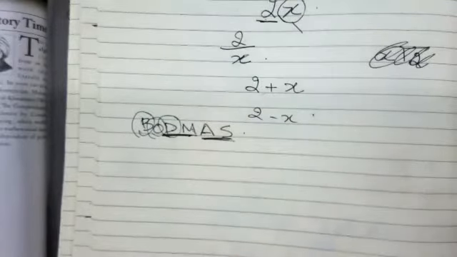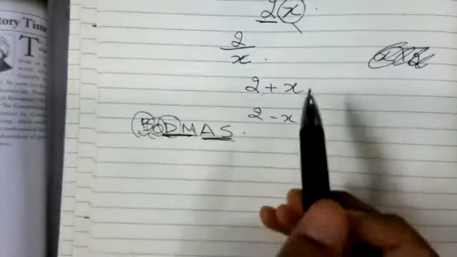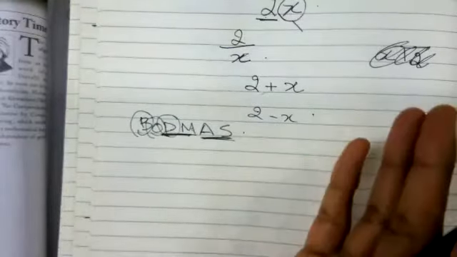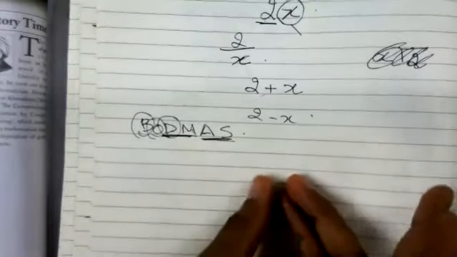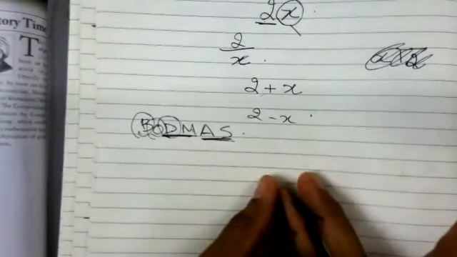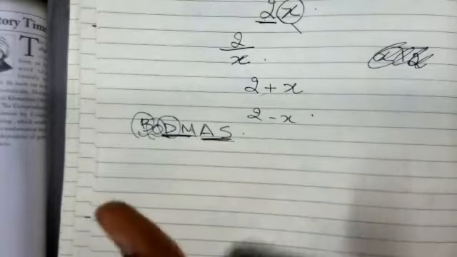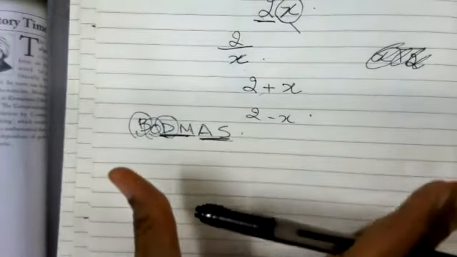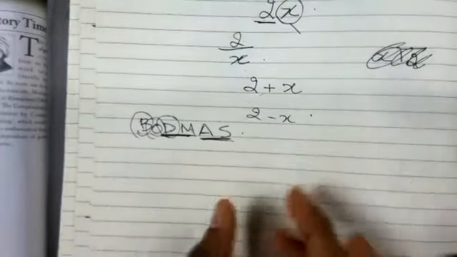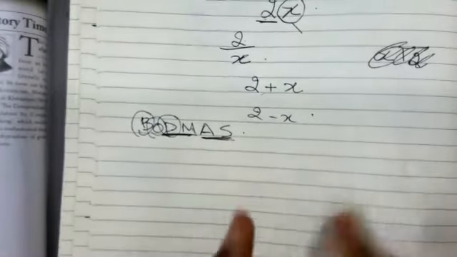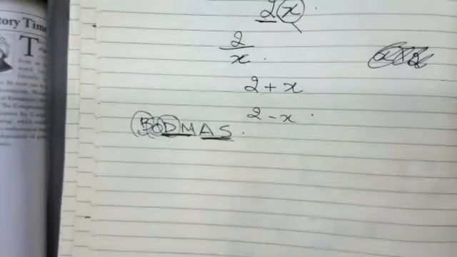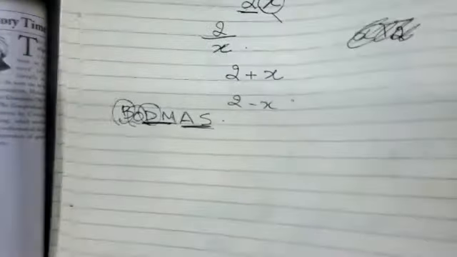Okay. So when you have more than one type of brackets in an expression, the innermost will be solved first. When you have more than one type of brackets, the innermost bracket should be solved first. Okay. And you will understand as we move on.